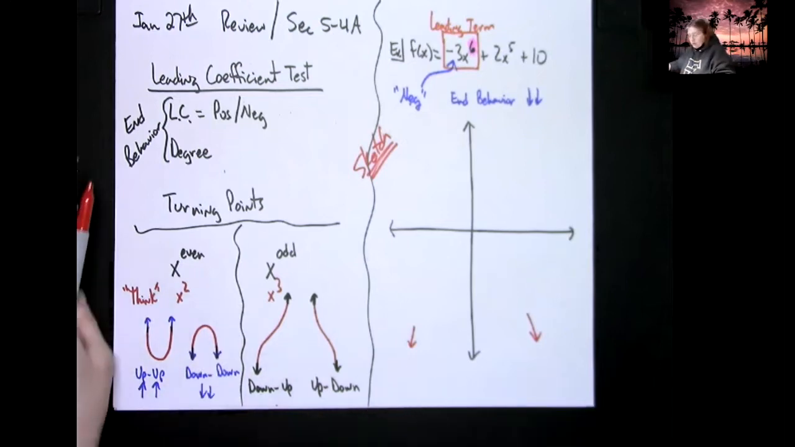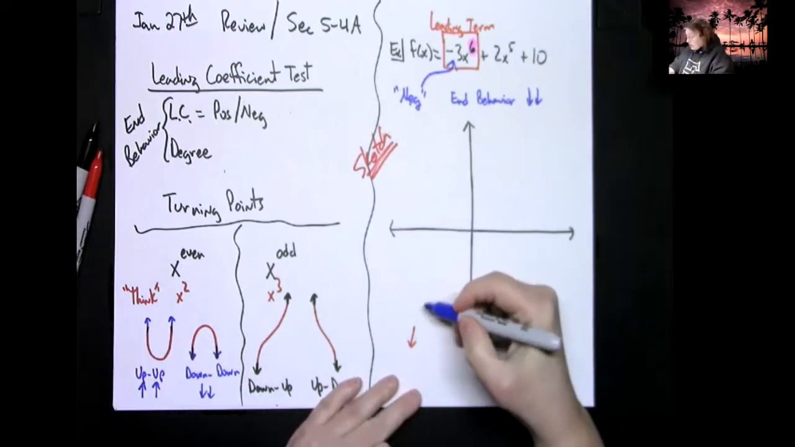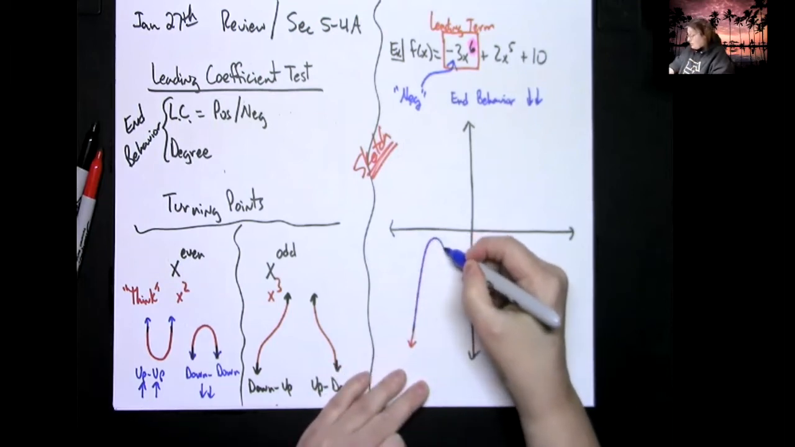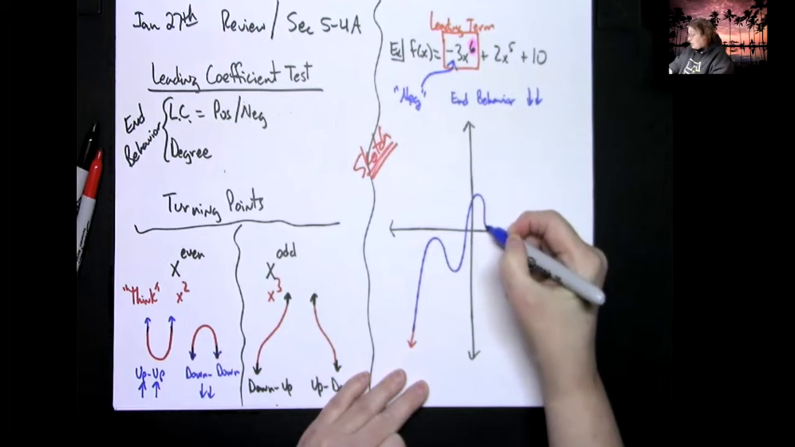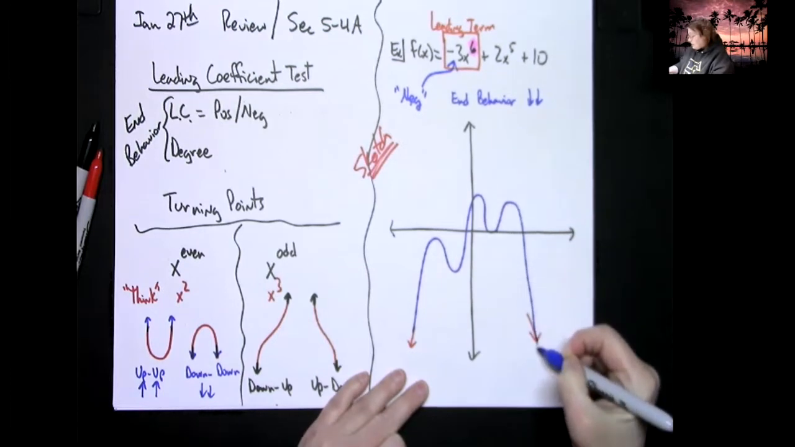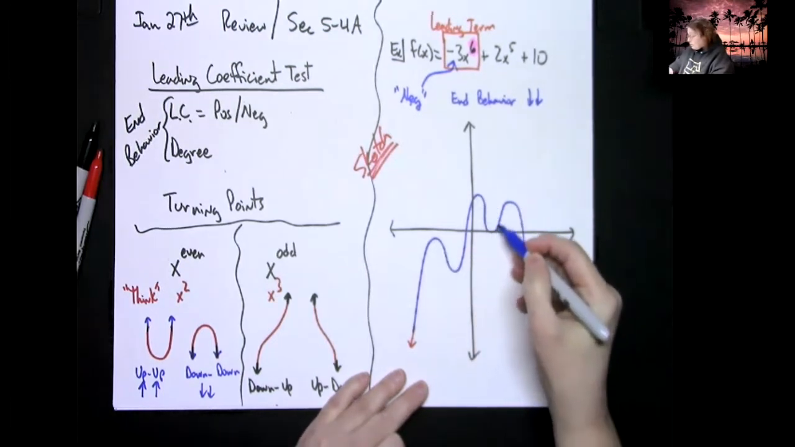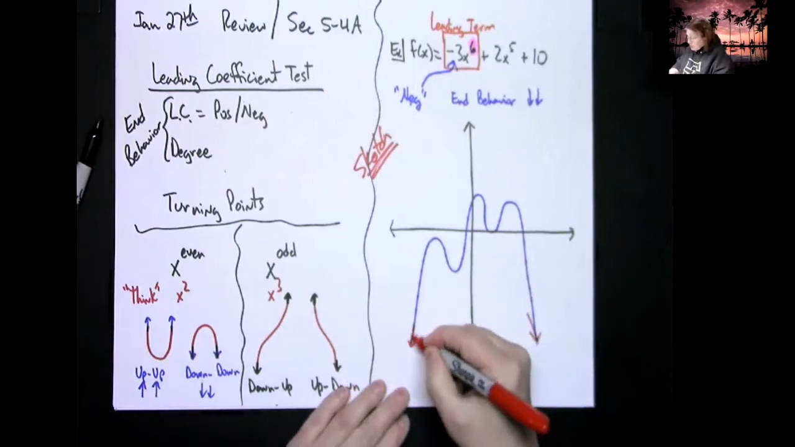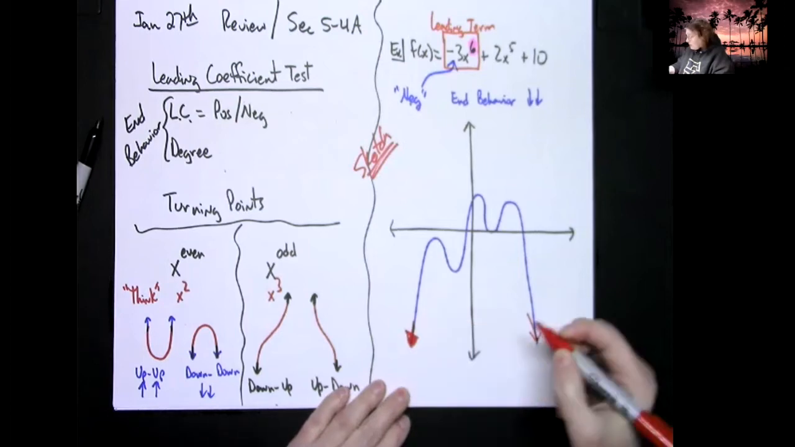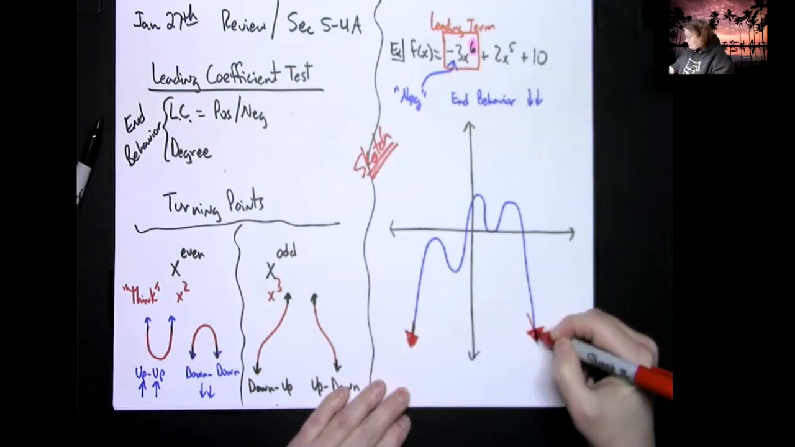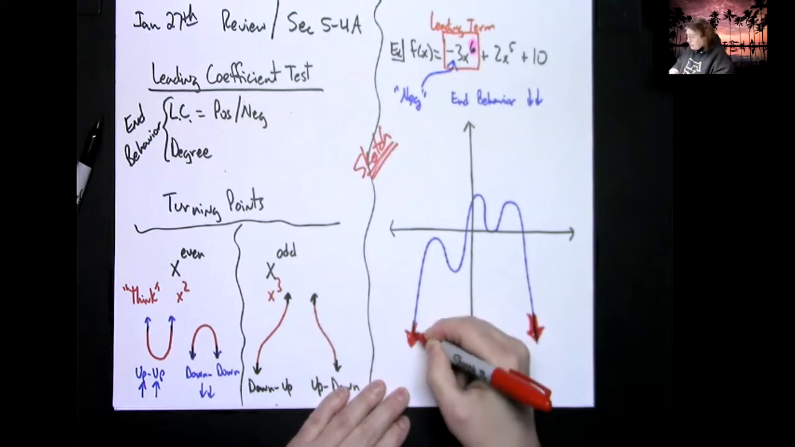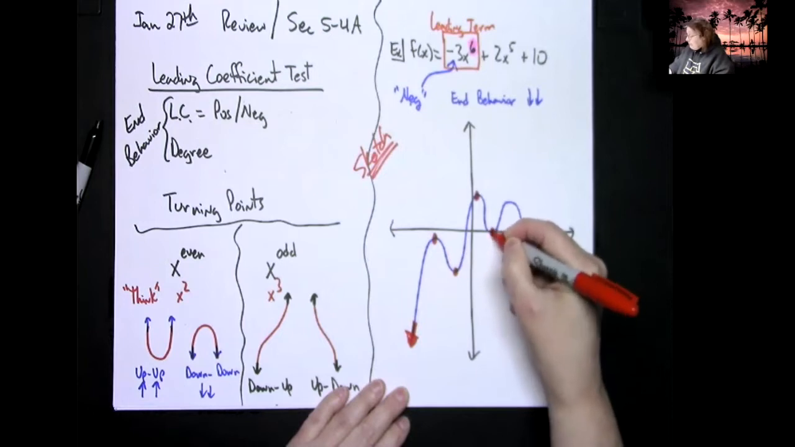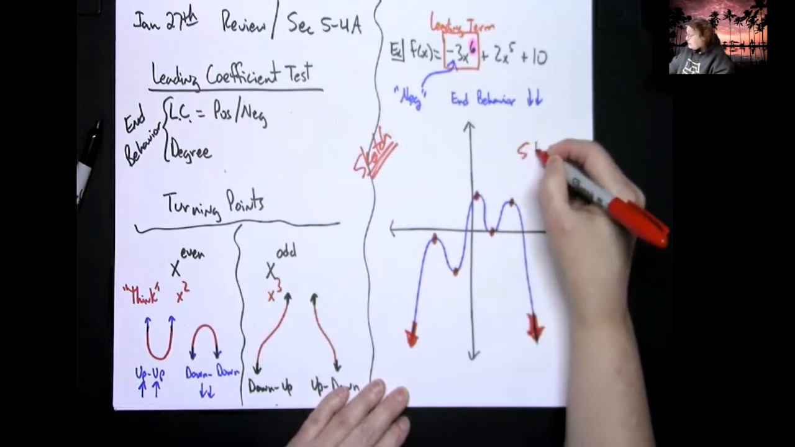So let's go to a blue here. Okay, so then I know down, down. So 1 turning point, 2, 3, 4, 5. 5 turning points. I missed my little end behavior there, but here's my end behavior of down, down. And then 1, 2, 3, 4, 5. There's 5 turning points.